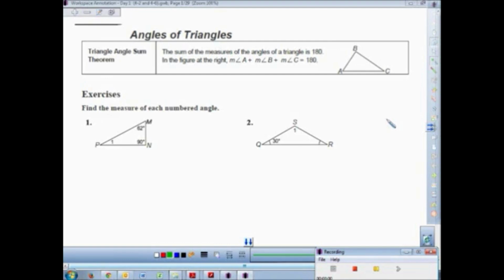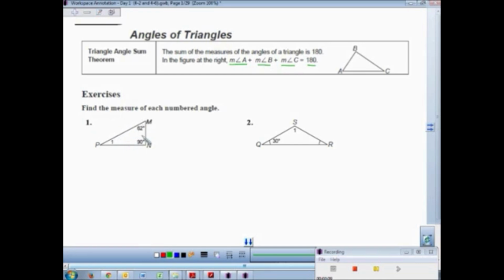Alright, this is 4.2 and 4.6 in advanced geometry. Today we learned the triangle sum theorem. All it basically says is that all three angles of a triangle add up to be 180 degrees. So we're going to keep it nice and simple. What you need is a triangle. You need two angle measures provided. You can find the third angle.